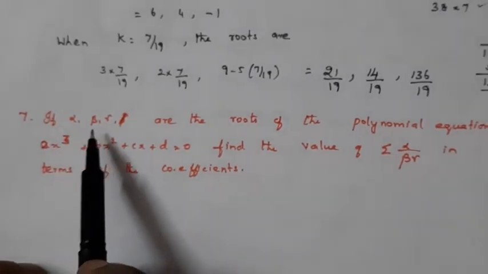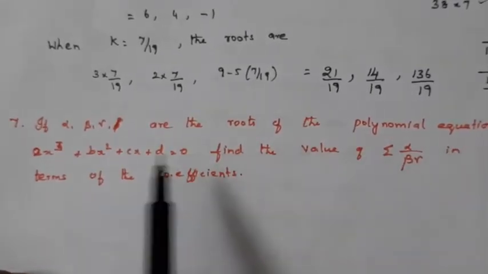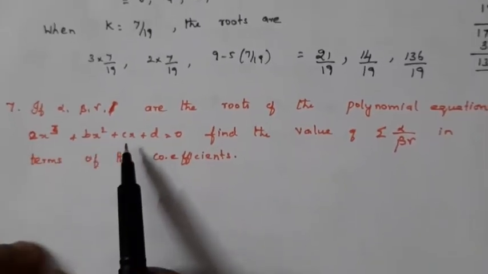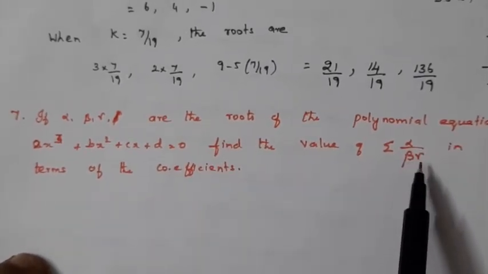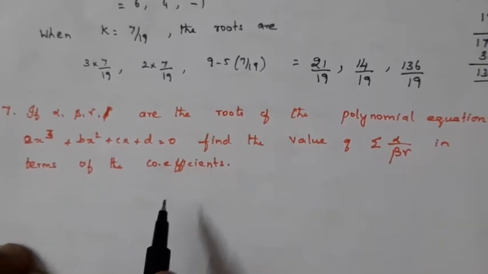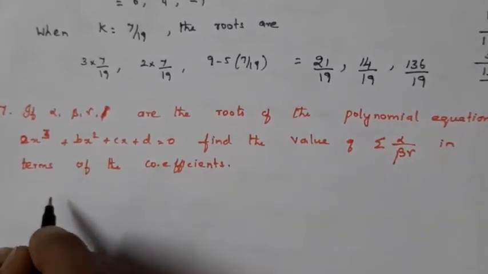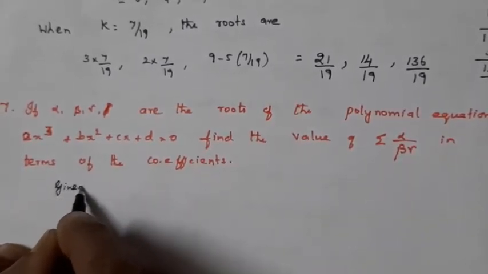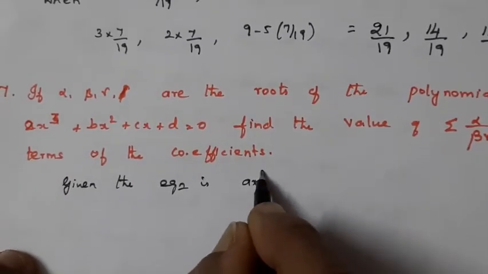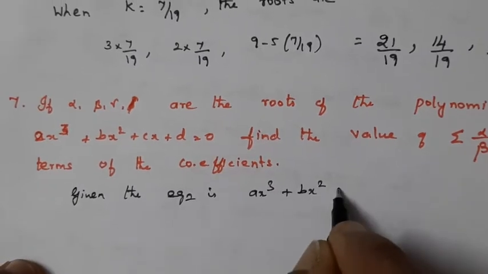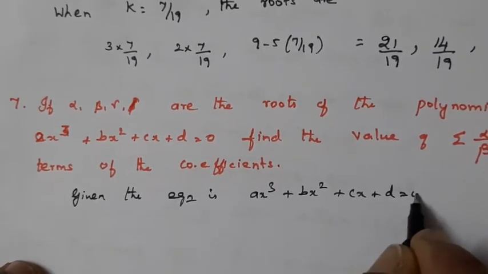Seventh one: if alpha, beta, gamma are the roots of the polynomial equation ax cube plus bx squared plus cx plus d is equal to 0, find the value of sigma alpha by beta gamma in terms of the coefficients. Okay. So, the given equation is ax cube plus bx squared plus cx plus d is equal to 0.